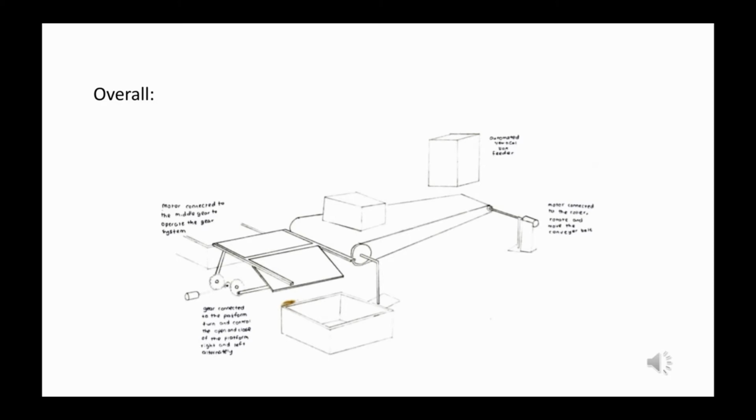The box will be transferred from the vertical box feeder to the conveyor belt, which will move horizontally by the power of the motor connected to it. Then the box is transferred horizontally to the platform, which will then open to the left and right accordingly.